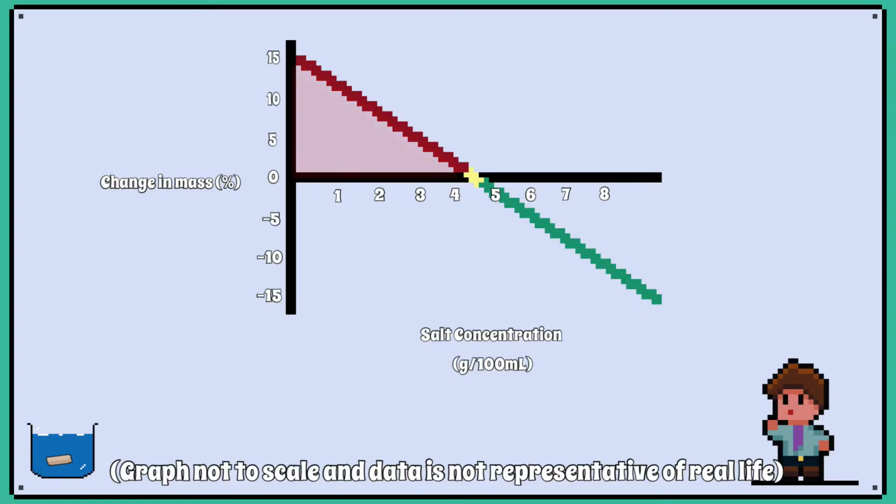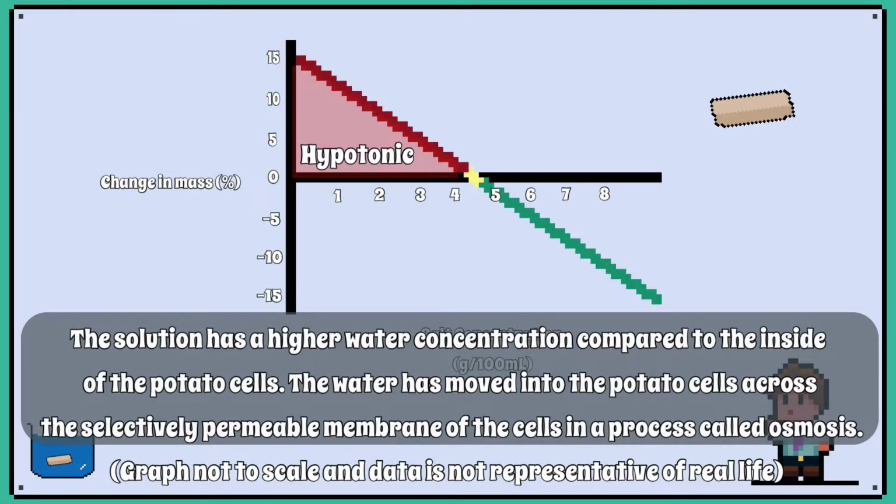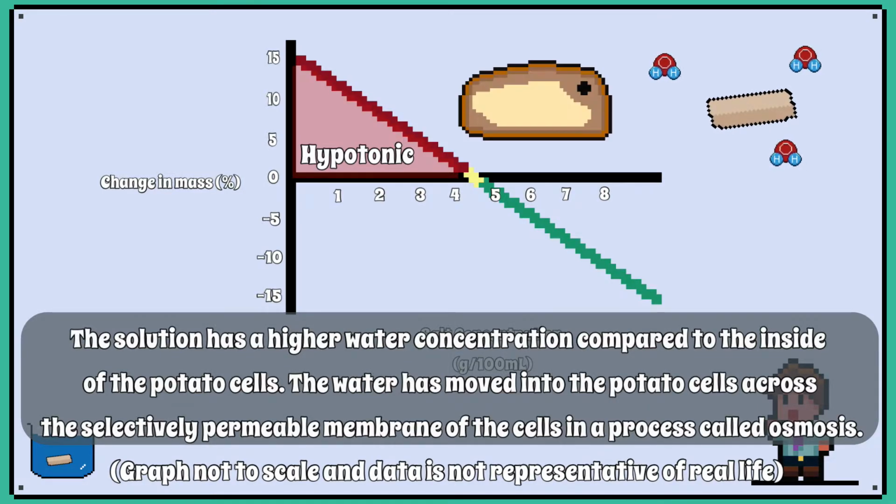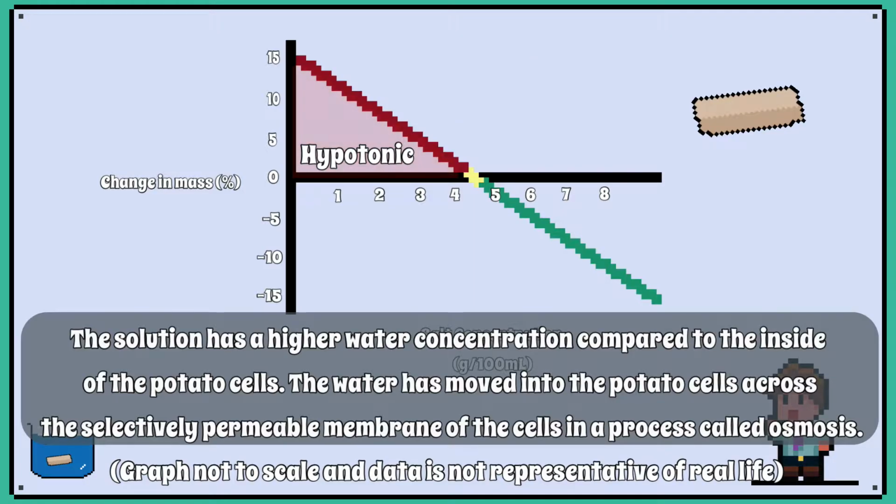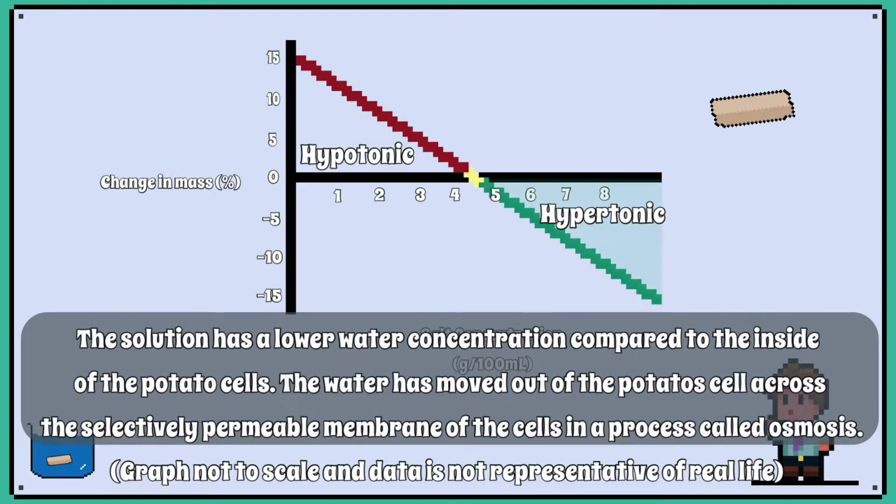If the potato mass has gone up after being in the solution, then the solution has a higher water concentration compared to the inside of the potato cells. The water has moved into the potato cells across the selectively permeable membrane of the cells in a process called osmosis. The scientific term for a solution that has a higher water concentration than the inside of the cell is a hypotonic solution.